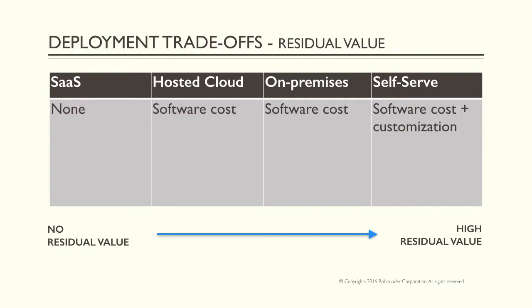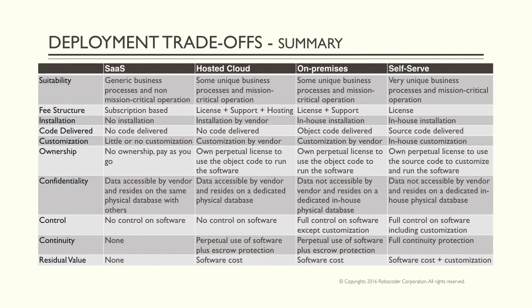Is software as a service a capital investment or expense? The answer is it's expense because there is no residual value. Once the payment is stopped, all services will be cut off at the same time. For hosted cloud and on-premises, the software costs can be amortized over the expected life of the software for as long as the customers deem appropriate. Self-serve can amortize both the software costs and in-house customization costs over the expected life of the software. This is a summary of the trade-offs on deployment.